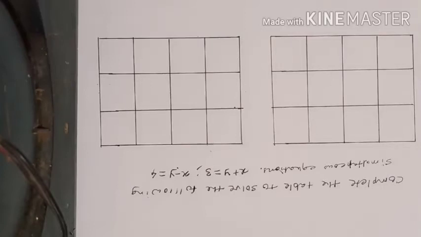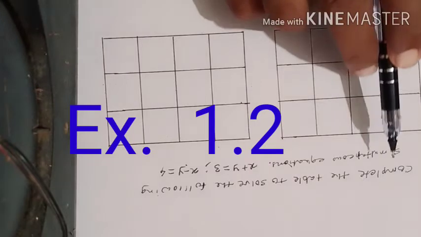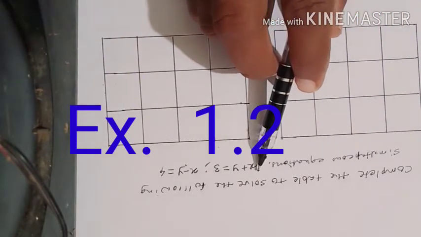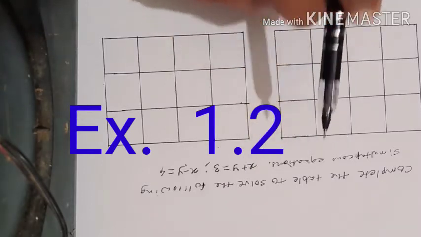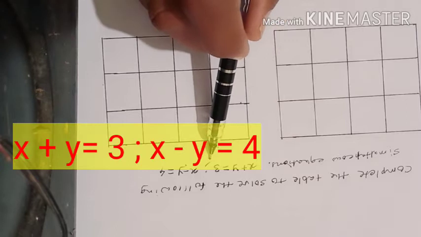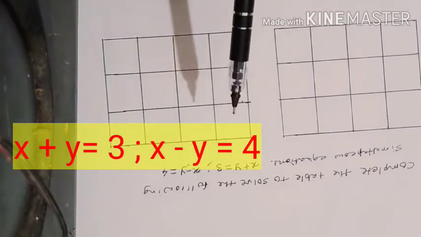1.2 of the linear equation in two variables. The first example is: complete the following table to solve the following simultaneous equations. The equations are x plus y is equal to 3 and x minus y is equal to 4.